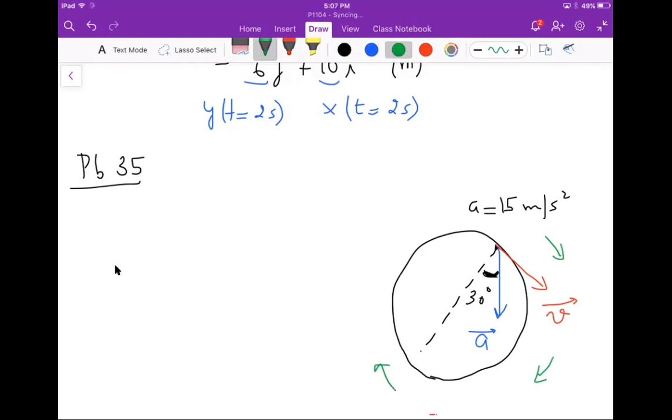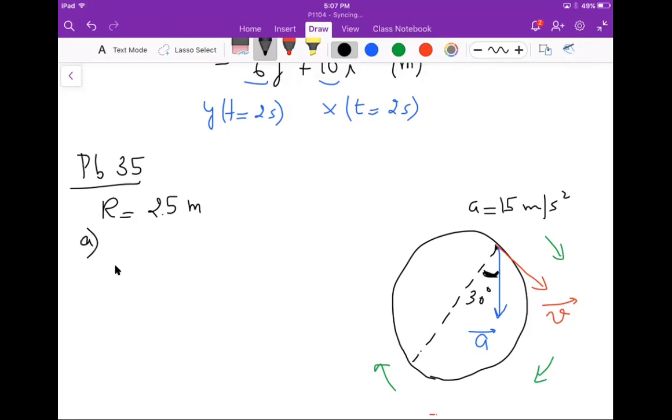In a circle of radius 2.5 meters, at a certain instant of time. So the radius of the circle is given by 2.5 meters. And this figure that you have here only shows the motion of the particle at a given instant of time.